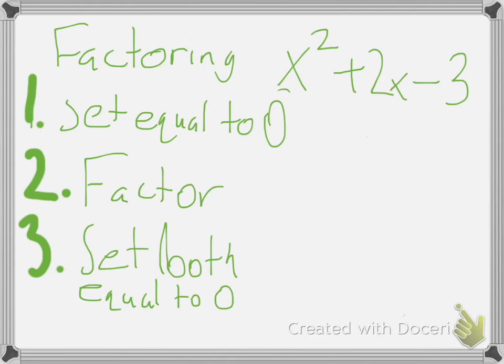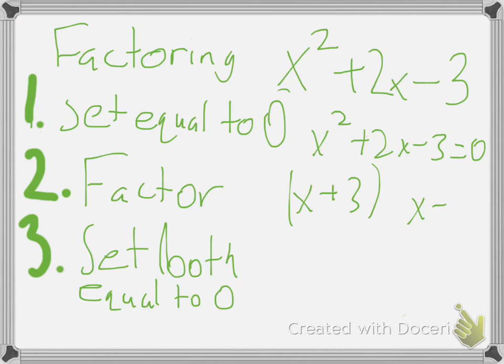The first method we will be going over is factoring. For factoring, you have to first set it equal to 0. After this, you factor. Factoring means whatever multiplies to give you the a times c and adds to get you the b value are your two factors. For this, it will be x plus 3 and x minus 1. These are your two factors.